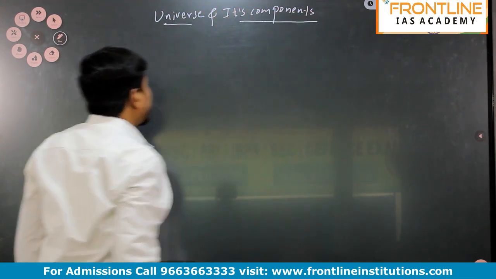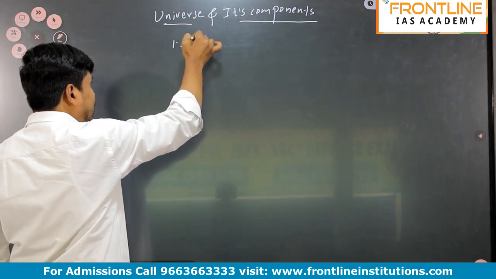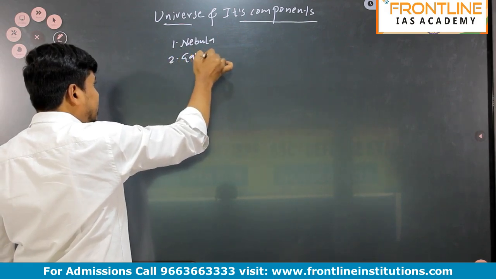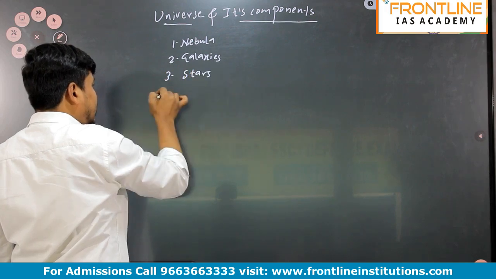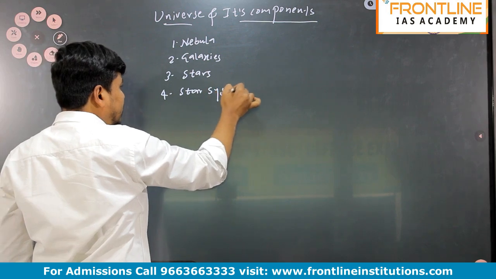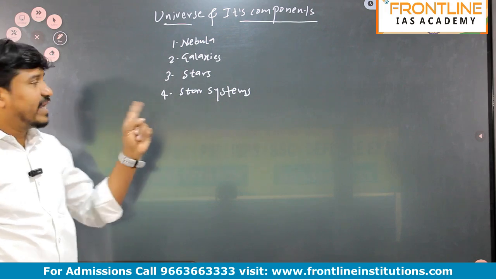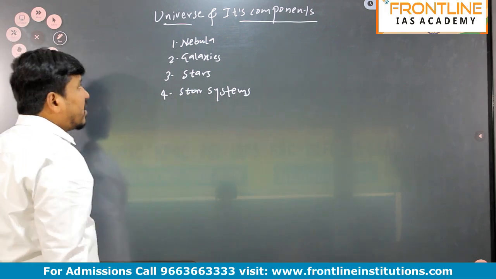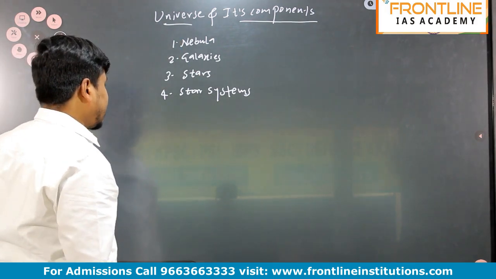Right? So the universe consists of the following components: nebula, galaxies, star systems. So the universe consists of these components: nebula, galaxies, stars, star systems, planets, and there are many. But you should remember these four, very important: nebula, galaxies, stars, and star systems.